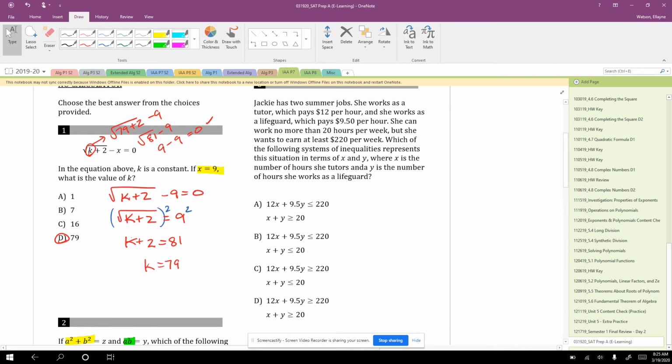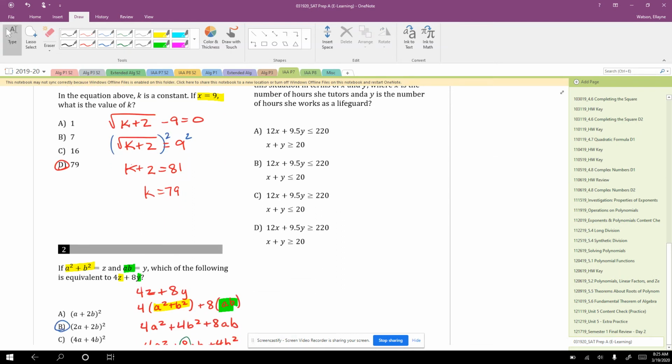So, what do we know? We know that she can work no more than 20 hours per week. So, right away, we know that X plus Y has to be less than or equal to 20. It cannot be more than 20. So right away, eliminate A and eliminate D.